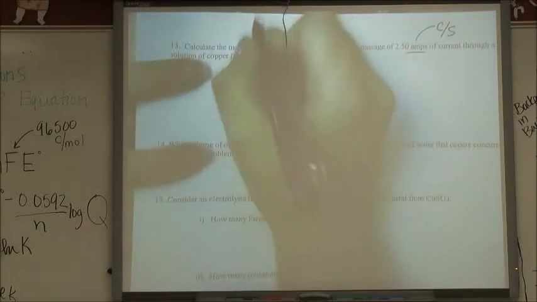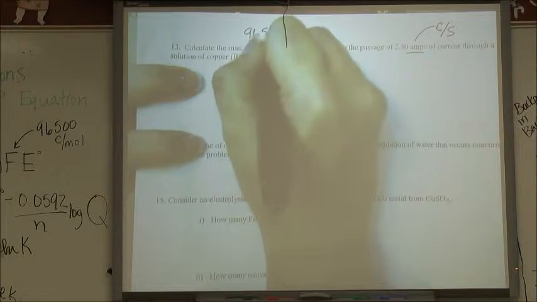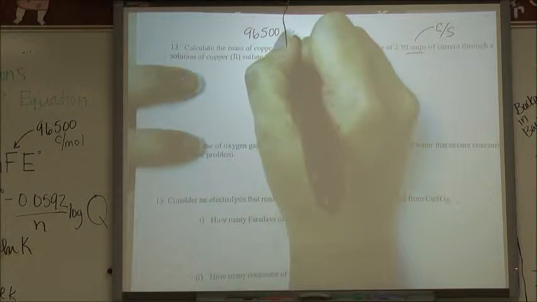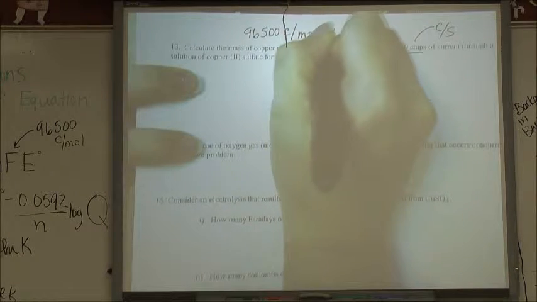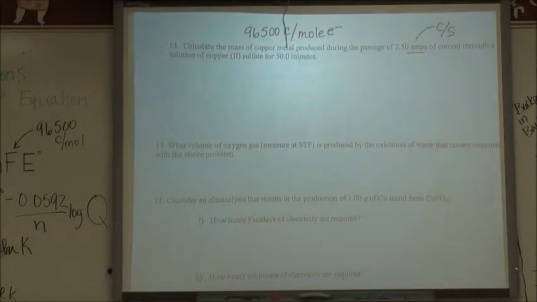So what was that number? 96,500. 96,500 what per what? Coulombs per mole. That's the charge of 1 mole of electrons, coulombs per mole of electrons. Knowing that, you can do these problems. These are super simple. But what I want you to do is look at the problem and write a half reaction kind of describing what's going on.